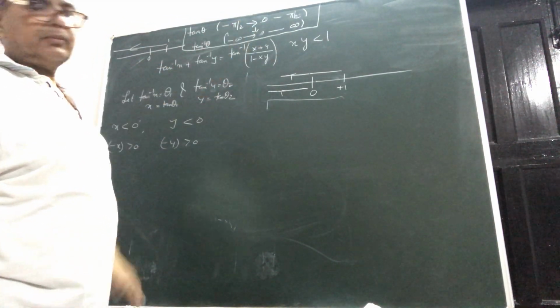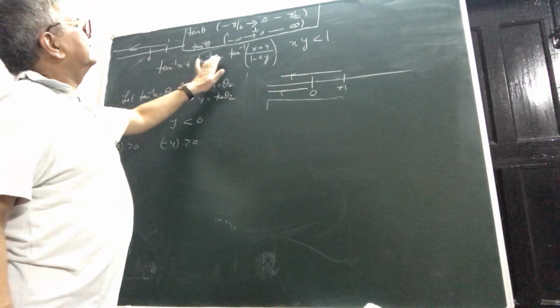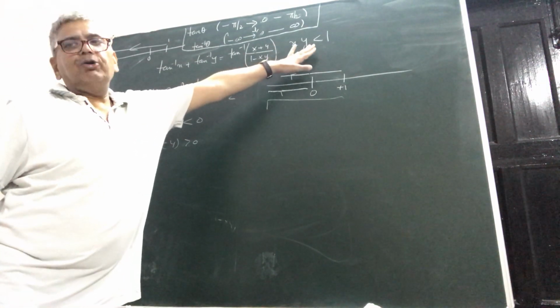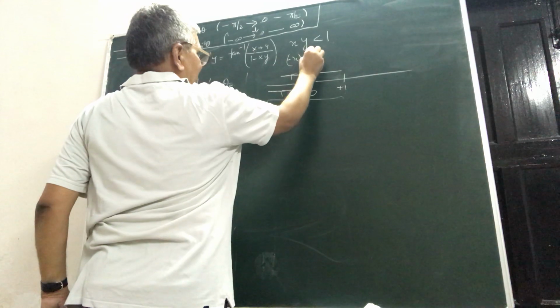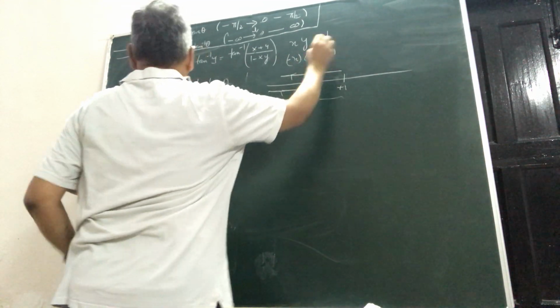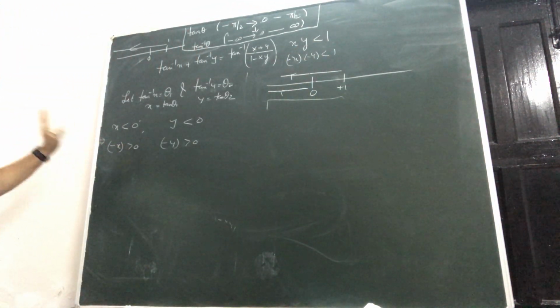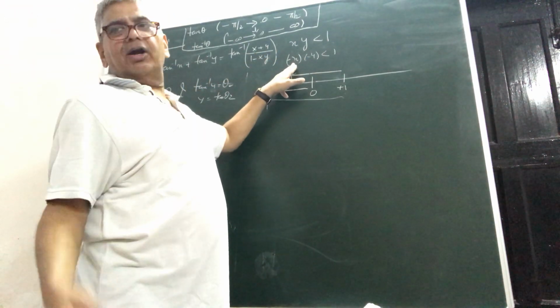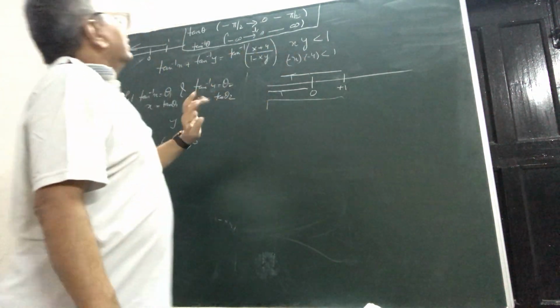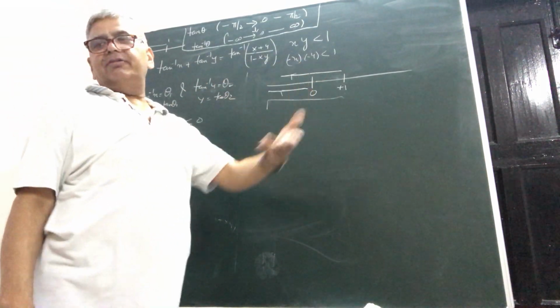Everywhere you change this thing, this result, because this is not going to change: xy is less than 1. You can then write it to be what? Minus x minus y is less than 1. So if xy is less than 1, then minus x will be what? Positive. If x is negative and y is negative, then minus x minus y will be positive.